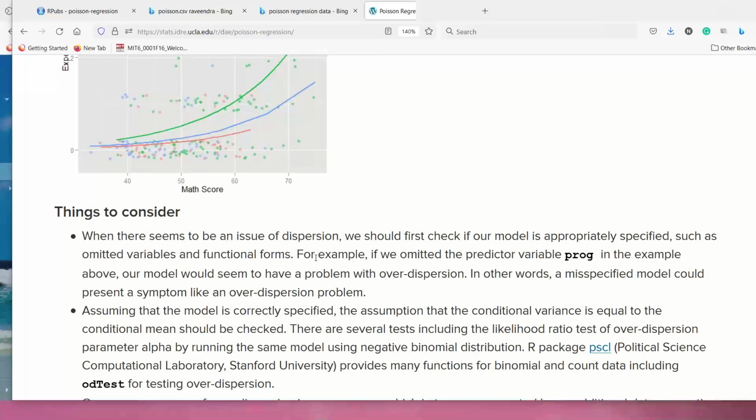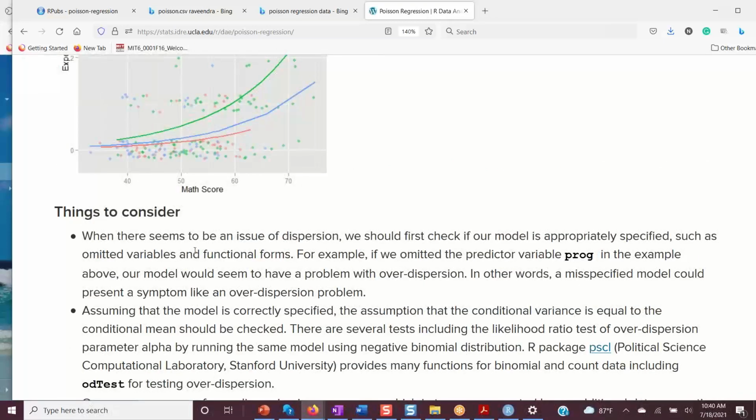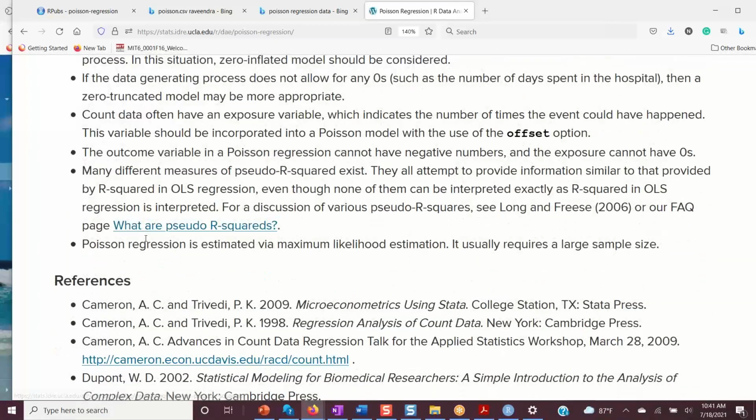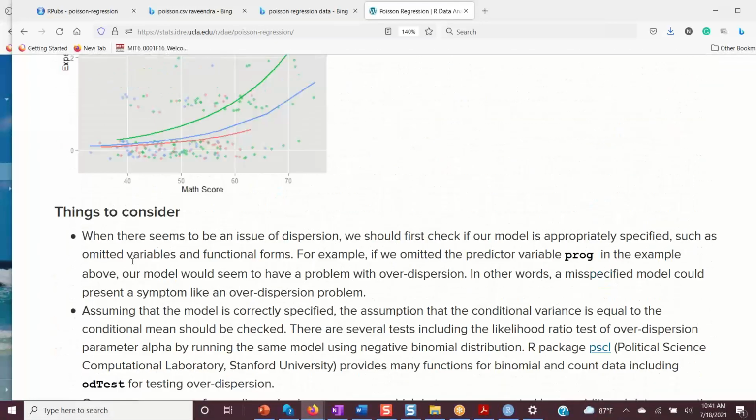So the thing is, there is something called dispersion, right? Overdispersion is a theoretical issue that can happen. That means too much variance can happen in the data set. Under that condition, there are some complications. That's what he is talking about. So for now, you just hold on to this. Don't worry about this one.